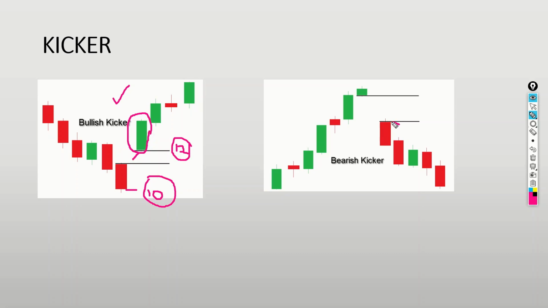A bearish kicker right here is formed after creating a gap from the previous bullish candle. So for example, this candle closed at 10. Instead of this candle opening at 10, it opens at 8. It creates a gap of 2, and that is what we call a bearish kicker.